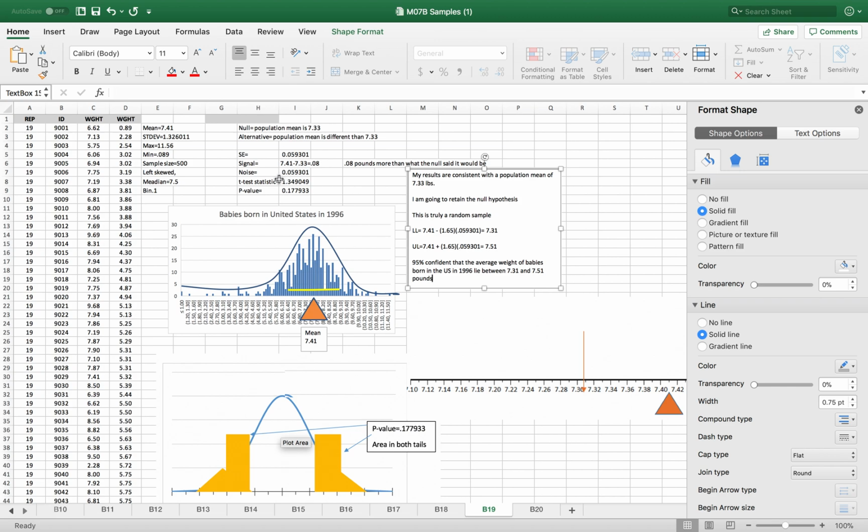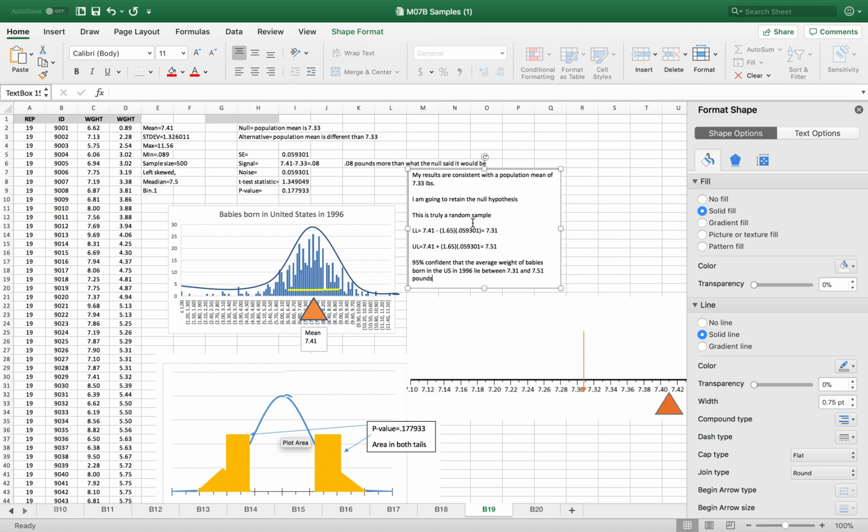0.059301. My signal, which is subtracting the null hypothesis mean from my mean, was 0.08. So my mean was 0.08 pounds more than what the null said it would be. The noise is the same as the SE, same value. The t-test statistic is 1.349049, and the p-value I got is 0.177933.